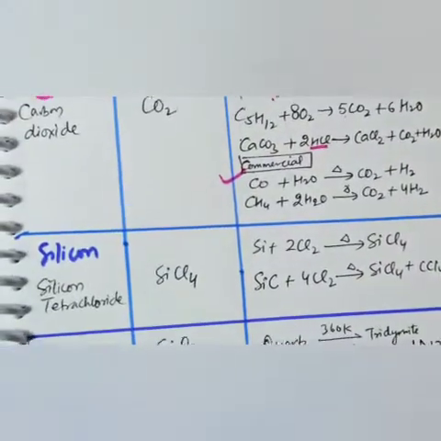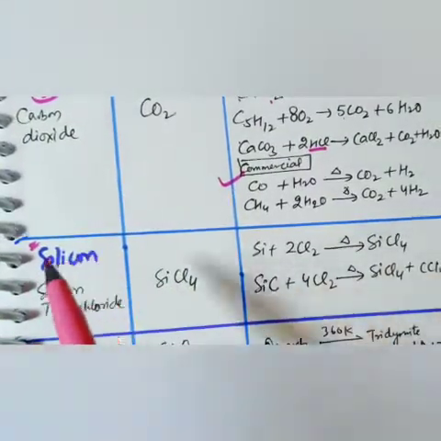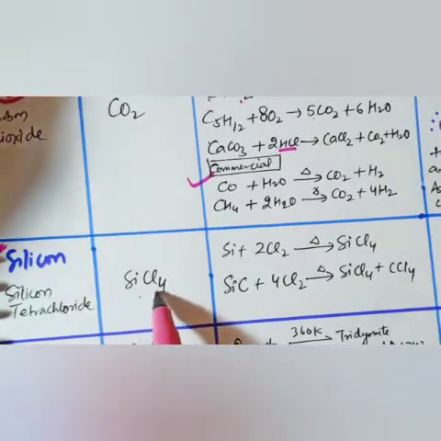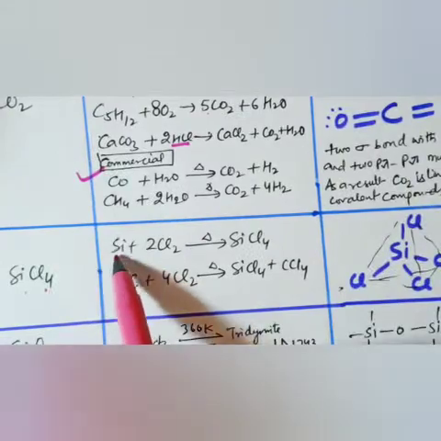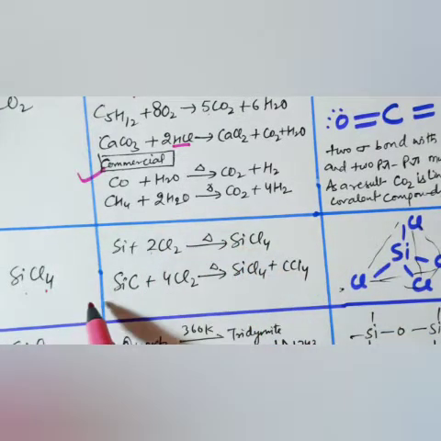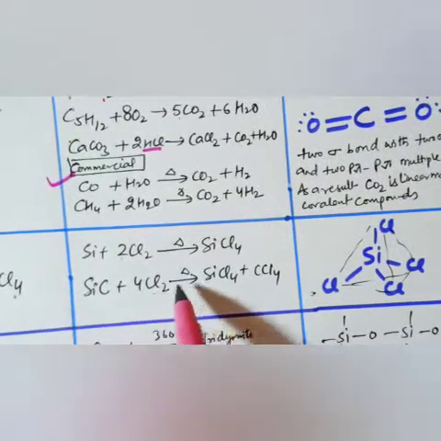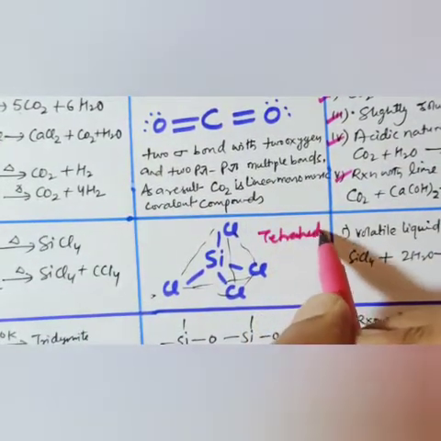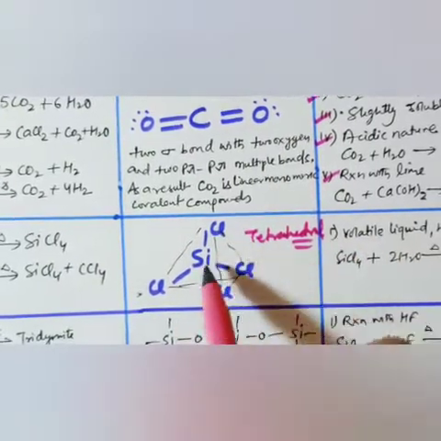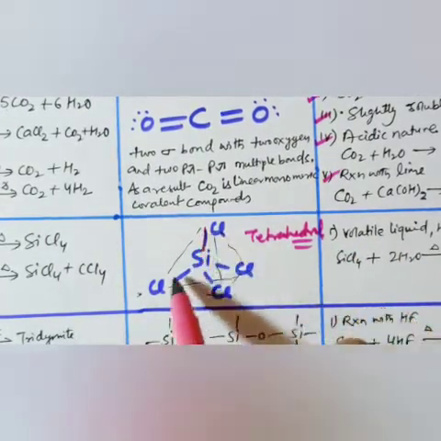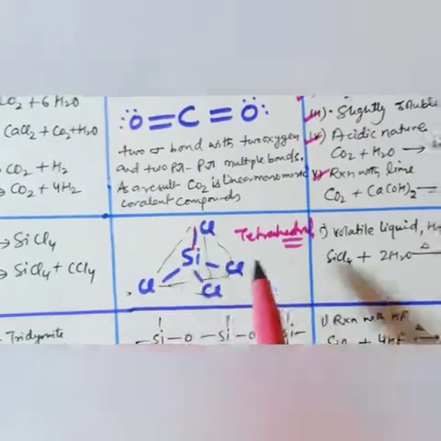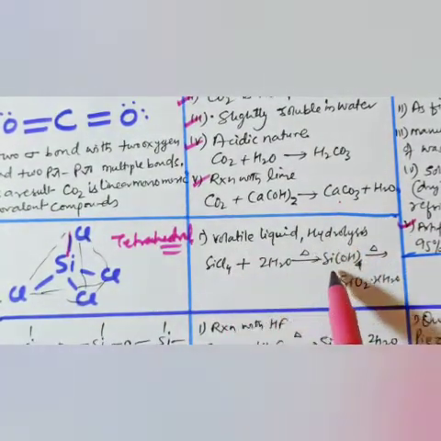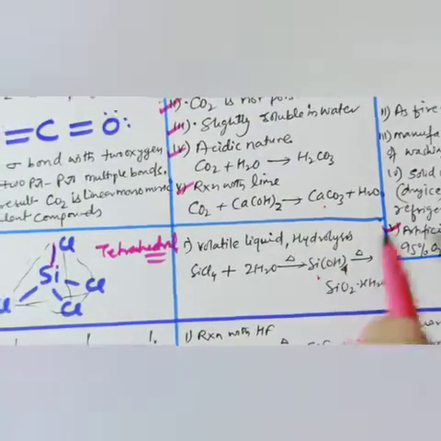Now we will talk about silicon, which is the second most important element of the carbon family. Silicon tetrachloride has the formula SiCl4. Silicon plus 2 chlorine gives silicon chloride. It is tetrahedral in structure. You know very well the angle is about 109 degrees. One silicon is bonded with 4 chlorine atoms tetrahedrally. Its property is that it is a volatile liquid, and hydrolysis converts it into silicon hydroxide.